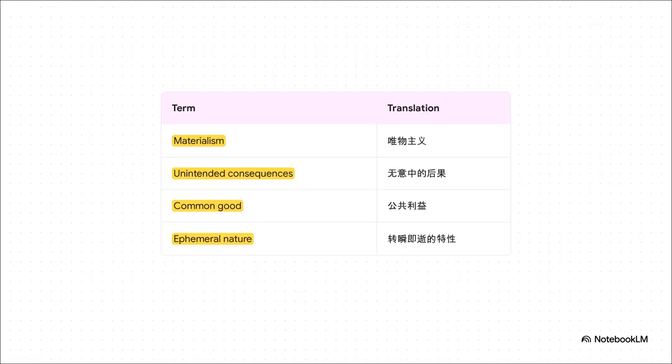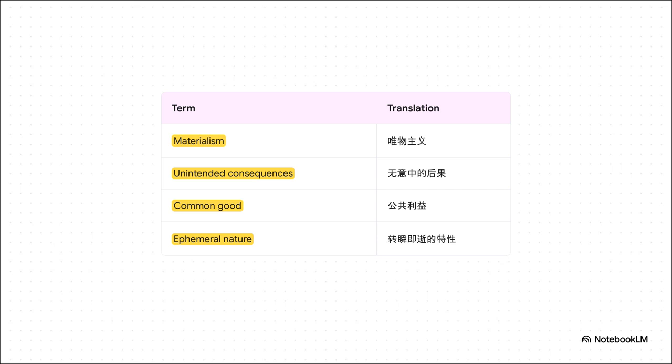And our final 4 terms, materialism, 唯物主义. An excellent term for speaking topics about extreme consumerism or environmental waste. Unintended consequences, 无意中的后果. Always bring this up when evaluating the hidden risks of proposed policy changes, like, say, a new carbon tax.